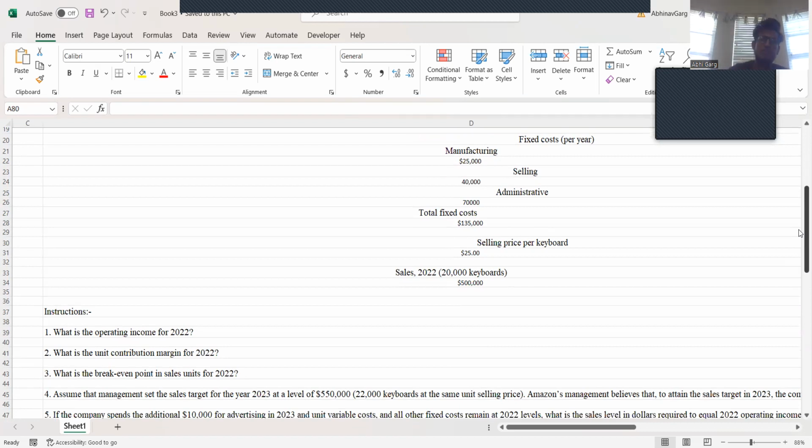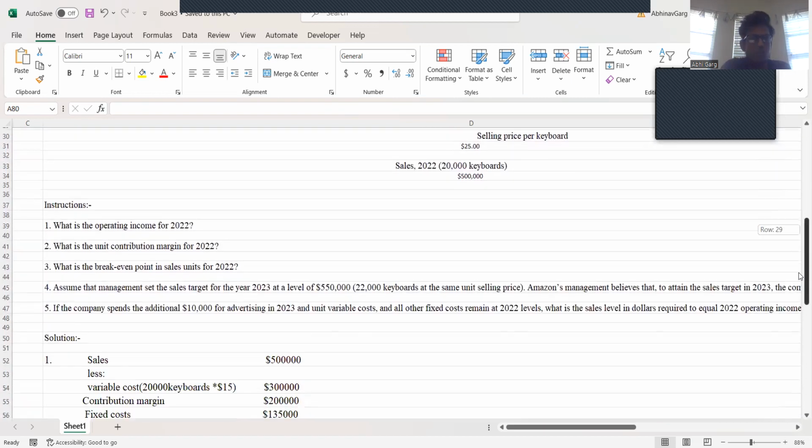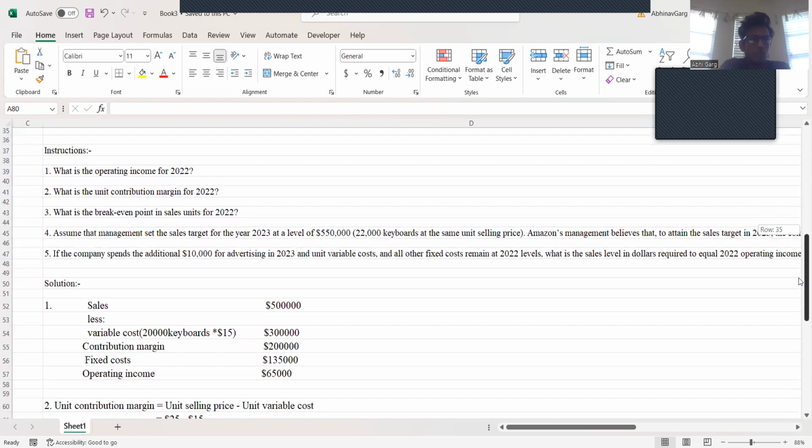Now we have all the figures: net sales $5 lakh, sales per keyboard is $25, my fixed cost is $1,35,000, and variable cost is $15. Now it's quite easy to find each and every answer. So the very first question is, what is the operating income for 2022?